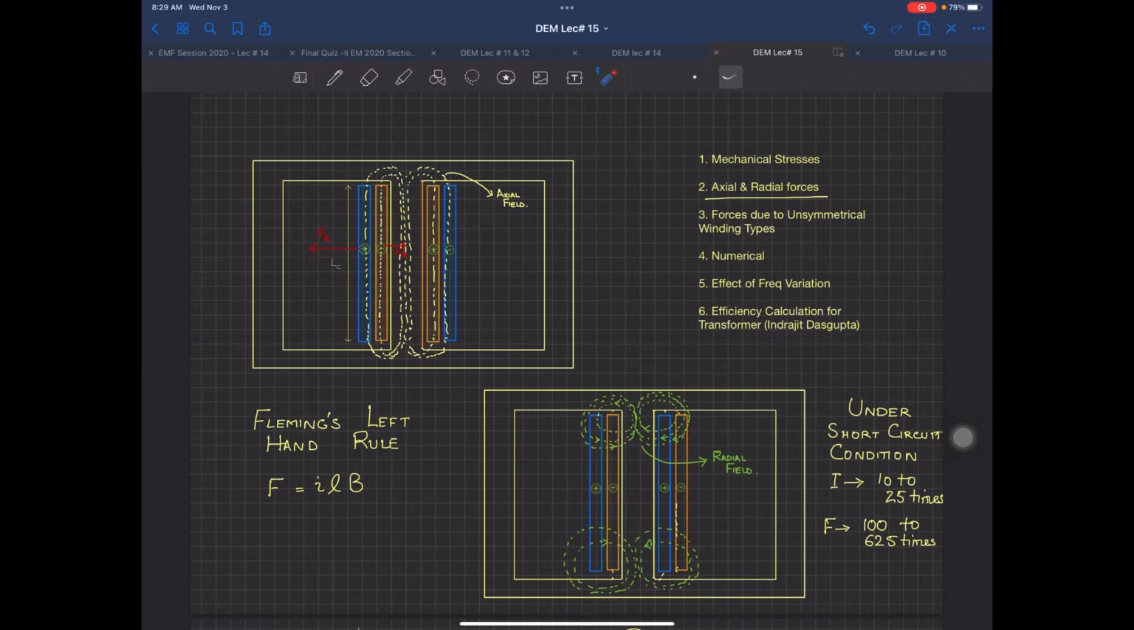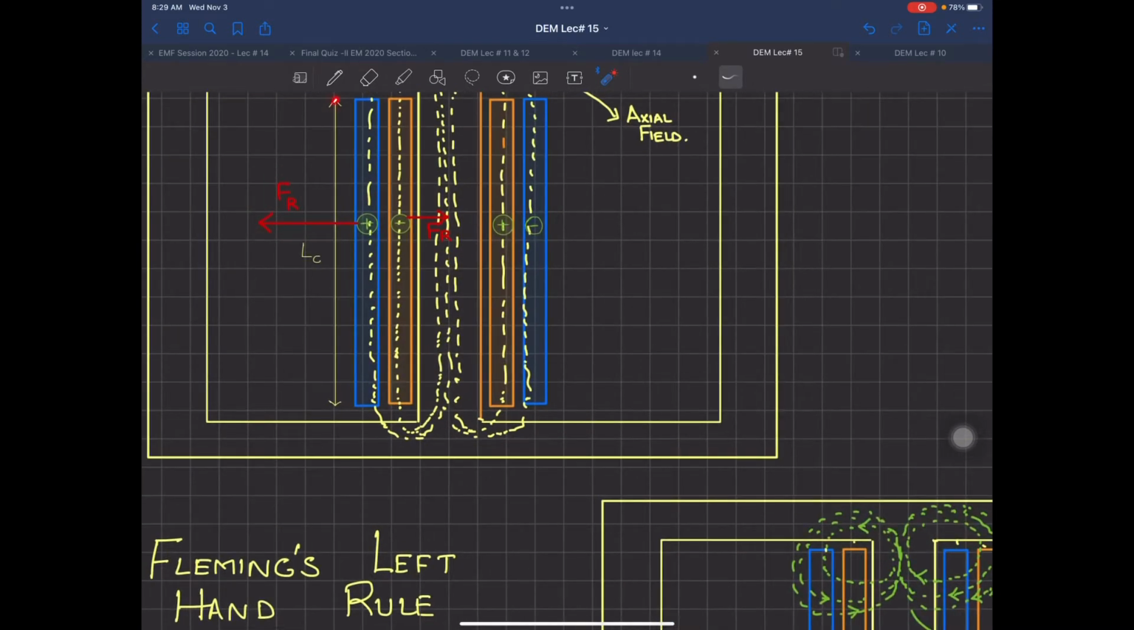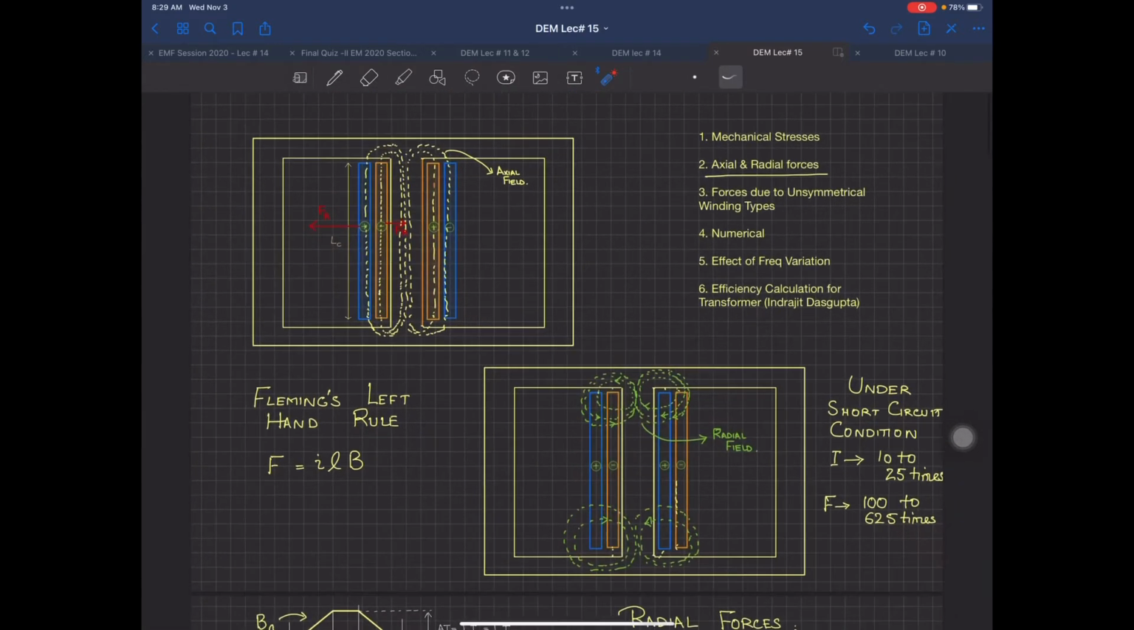Now see this very carefully. Fleming's left hand rule: F is equal to ILB. F is equal to ILB. What is this current? This current I is the short circuit current over there. So if the current is now increasing 10 to 25 times, and what is L? L is the length of that conductor, and that length I have shown over here as LC, because in this diagram, this is the length of the conductor which is actually going to experience a force. So this L is also constant.